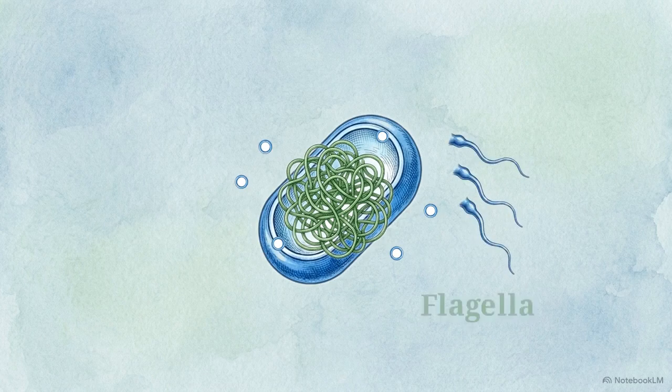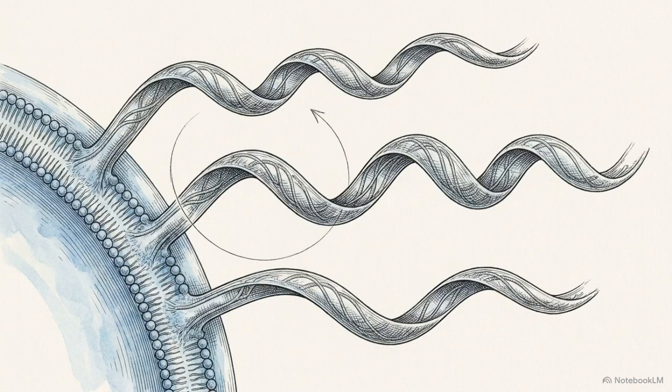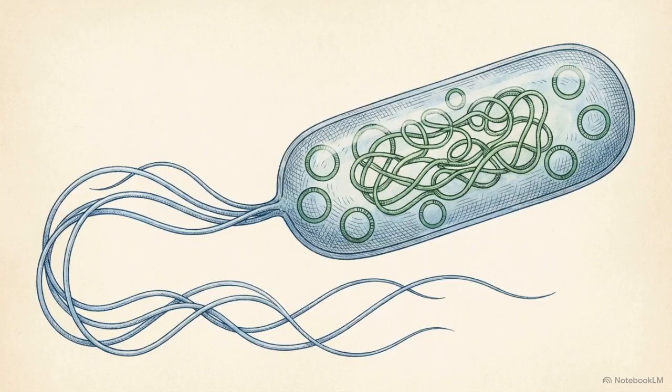For interaction with the environment, bacteria utilize flagella. Flagella operate as external motility engines. These long structures rotate to physically propel the cell through its environment. The combination of auxiliary plasmids and flagellar propulsion provides the adaptability and mobility that define the bacterial survival strategy.